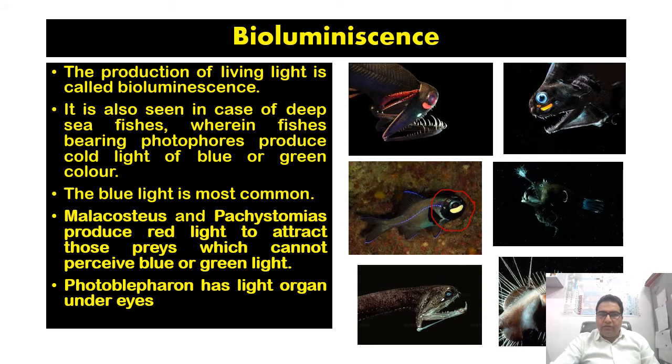Then we have Linophryne, which has fin rays. Here you are seeing that it has luminescent fin rays, and this fin ray is used to attract the prey. The prey thinks that this luminescence is because of the glowing of a worm, and the prey comes near to it thinking that this is prey, and itself becomes prey for this anglerfish.